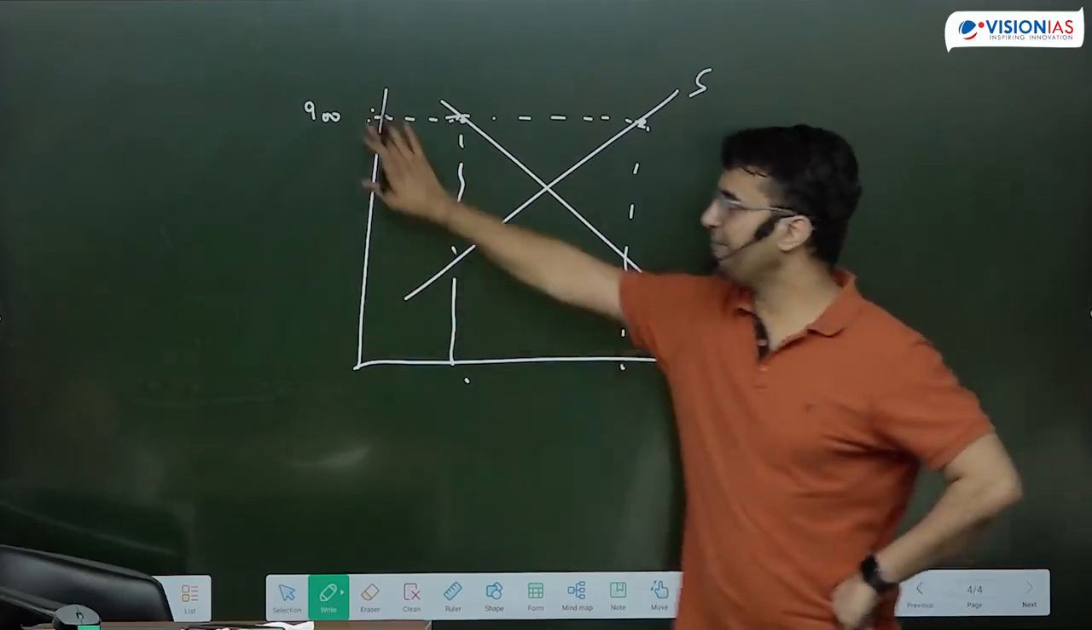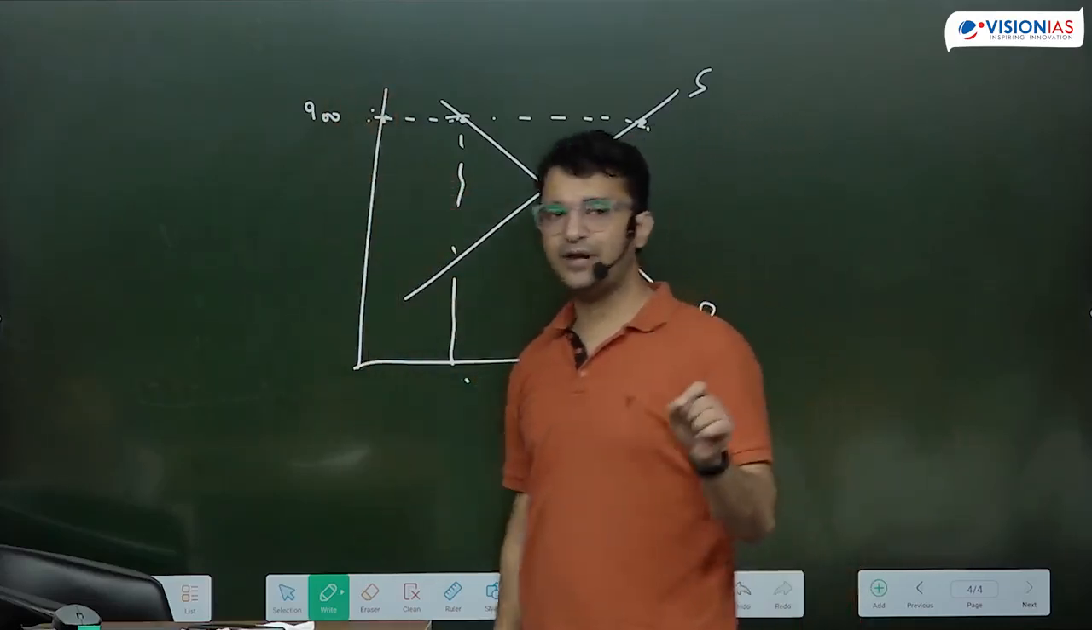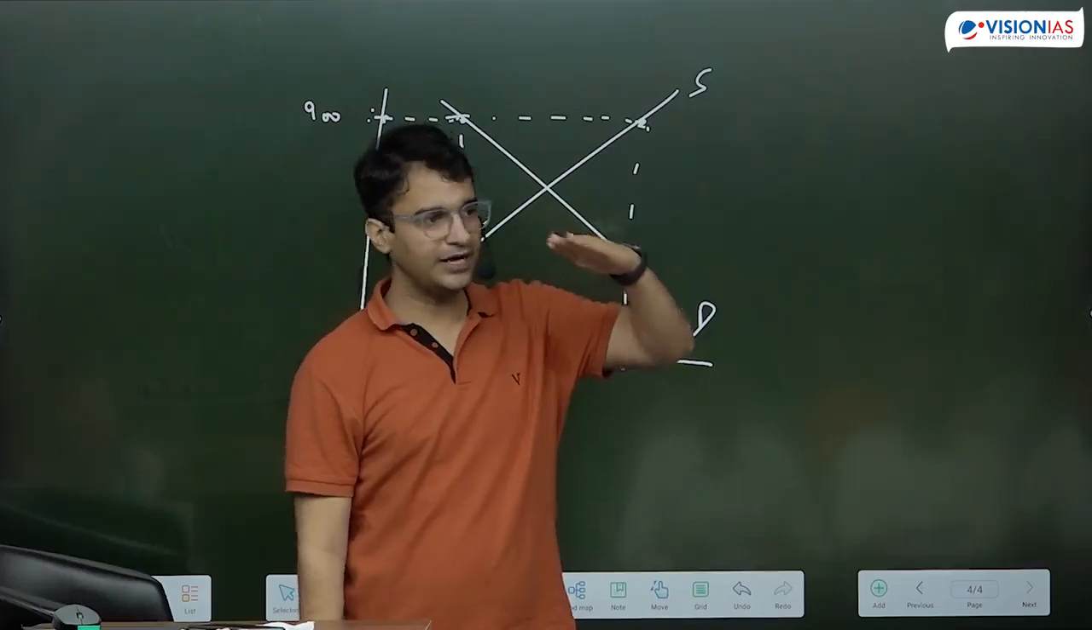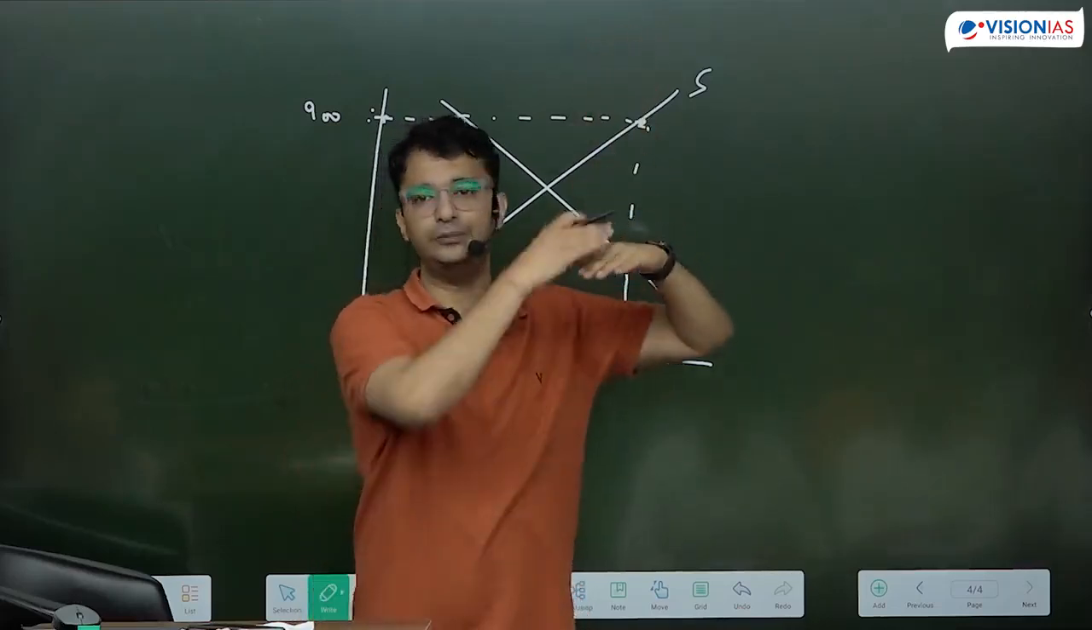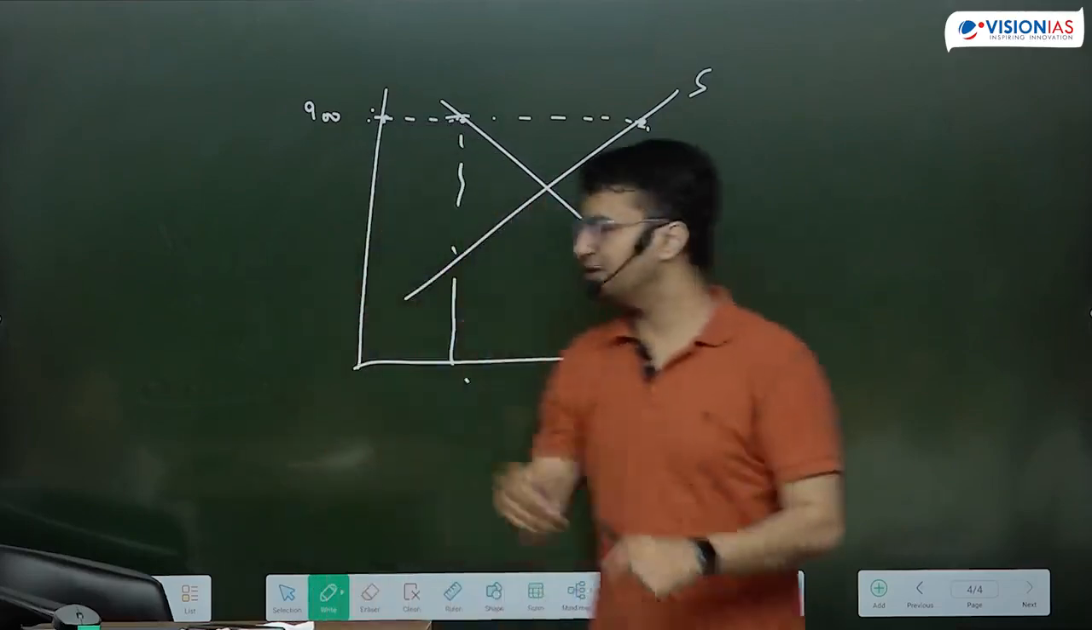So at any given price, whether it is 900 or 500, whatever the price is, demand comes from those people who are willing to pay that price or more. Only those people willing to pay that much price or more will remain in the market. Market allows them to purchase the good at 900.